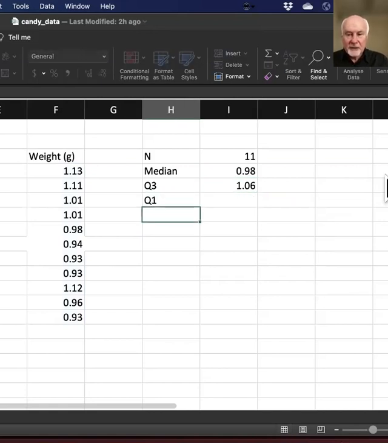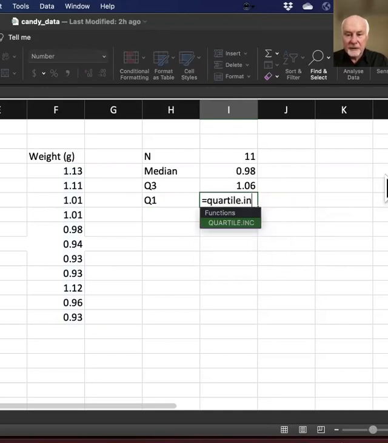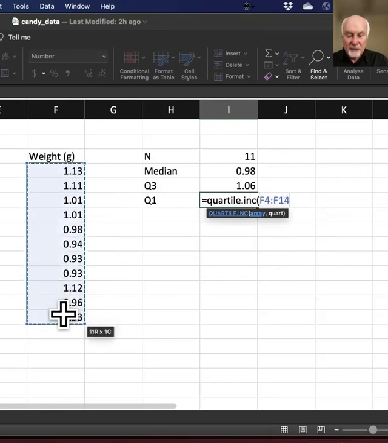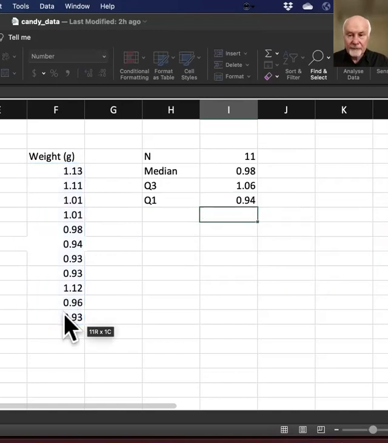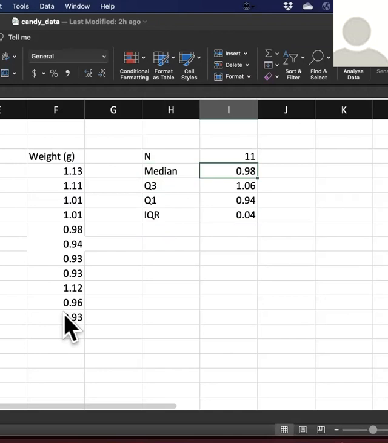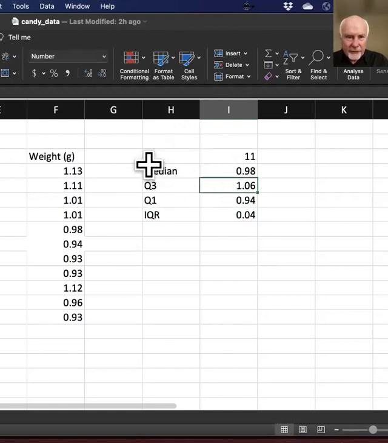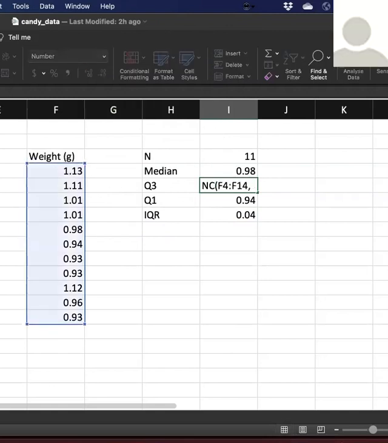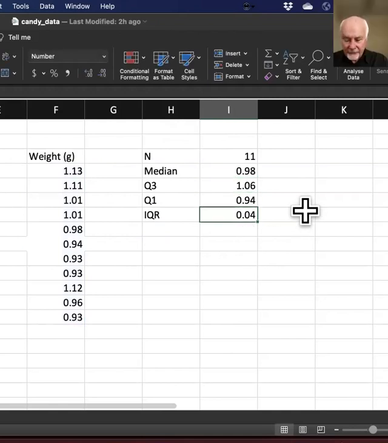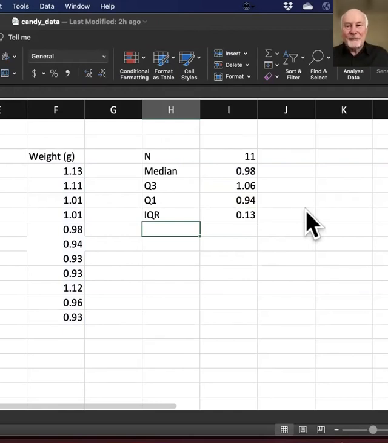And then for Q1, same idea, quartile.inc, and then we highlight it. And this time we're going to put 1 for quartile 1. And then the IQR is just the difference between those, so Q3 minus Q1. Okay, 0.04. You highlighted the median instead of the Q3. Did I? Oops. Oh, okay. Sorry, I was confused there. Okay, that's better. 0.13. Thank you.